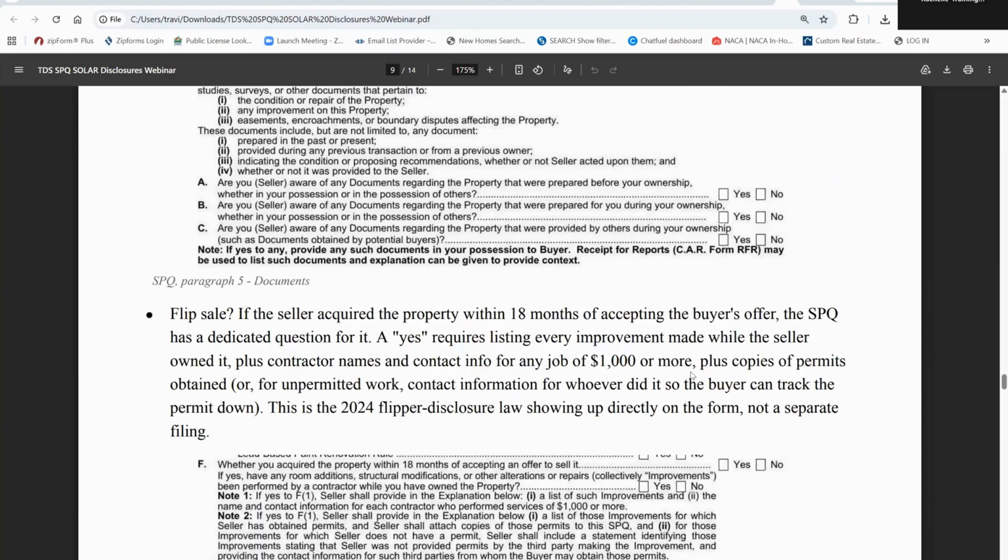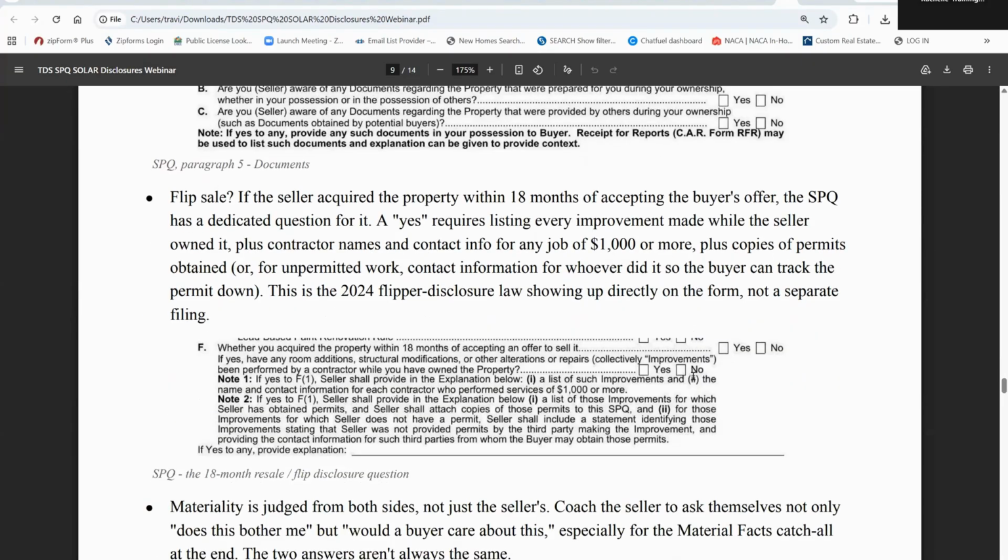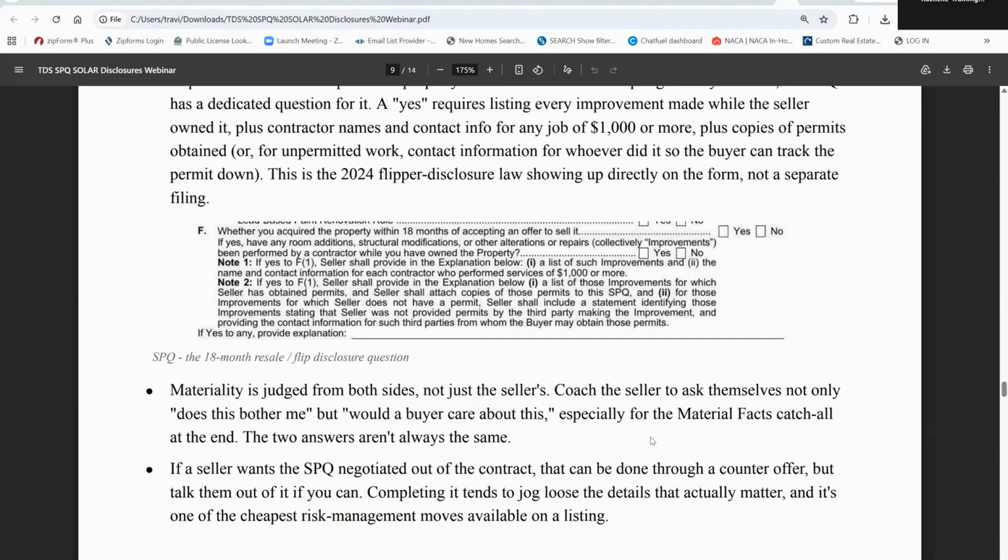Flip sale: if the seller acquired a property within 18 months of accepting the buyer's offer, the SPQ has a dedicated question for it. A yes requires listing every improvement made while the seller owned it, plus contractor names and contact info for any job of $1,000 or more, plus copies of permits obtained, or for unpermitted work, contact information for whoever did it, so the buyer can track the permit down. This is the 2024 Flipper Disclosure Law showing up directly on the form, not a separate filing. So that is section F here on the SPQ.